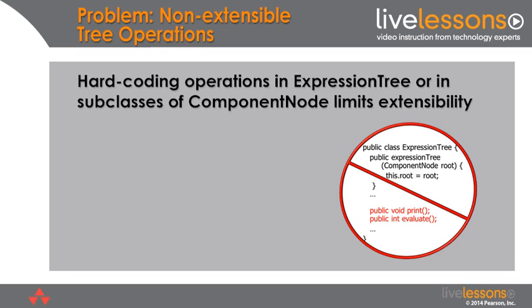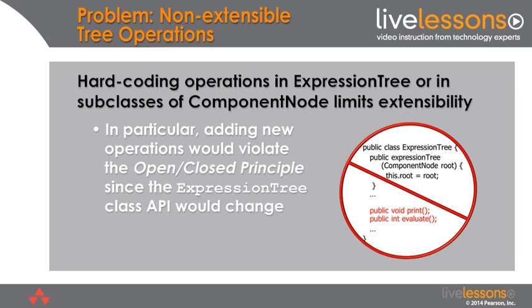For example, if you take a look at this diagram, we'd like to try to avoid hard coding print and evaluate and optimize methods directly into the expression tree because it's going to be difficult to make changes to that without breaking the open-closed principle. We'd like to try to keep things as closed for updates as possible and be able to make changes without modifying what we've already got.